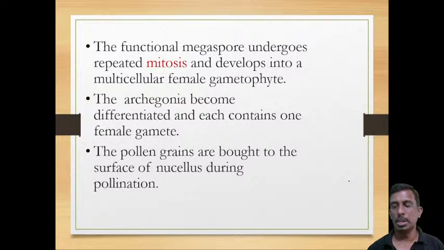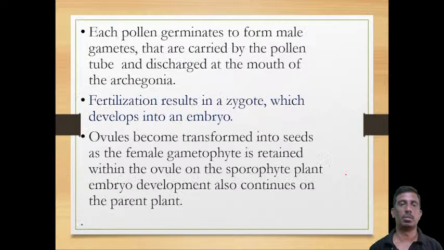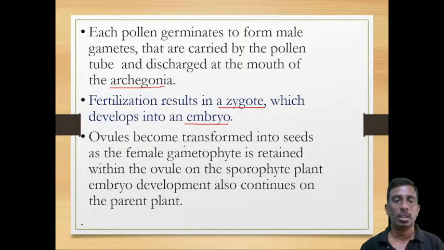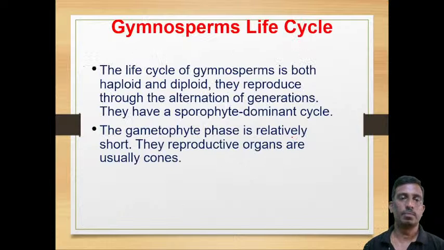So here the pollen grains will fall directly on the ovule during pollination. Okay. The pollen grain will germinate, carry gametes and reach the archegonium. Fertilization will result in a zygote, which will later develop into a multicellular structure, the embryo. Okay. So the ovule becomes transformed into a seed. Here there is no ovary, no fruit, only seed is formed.